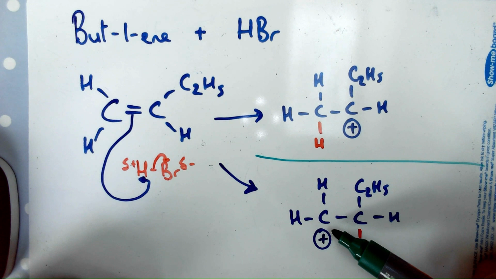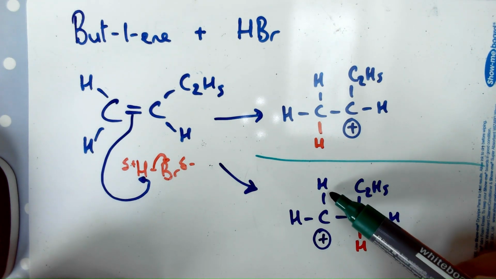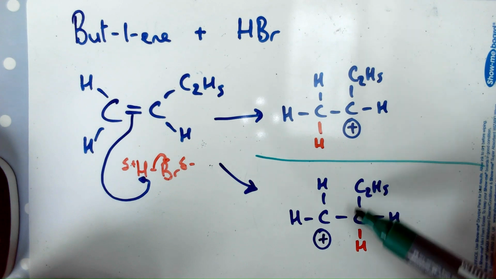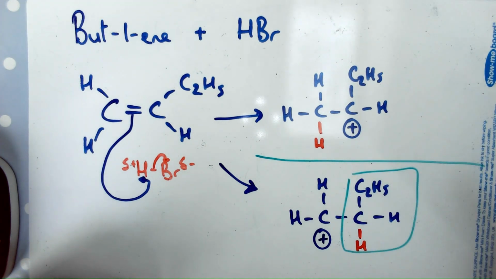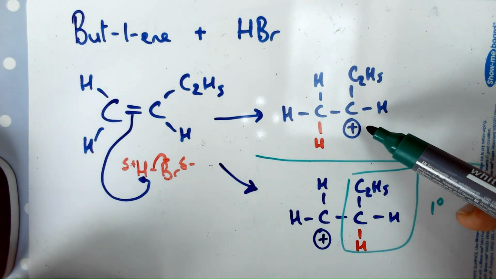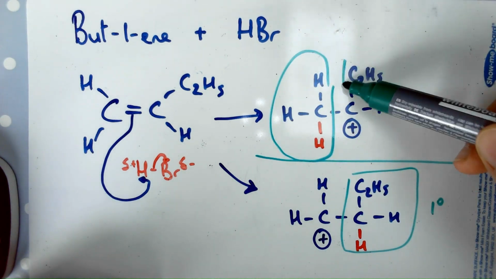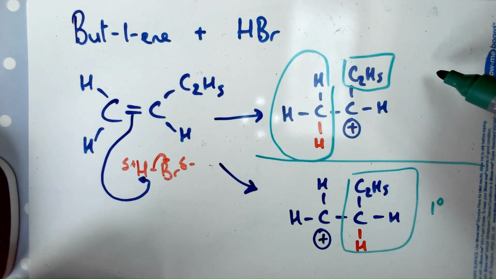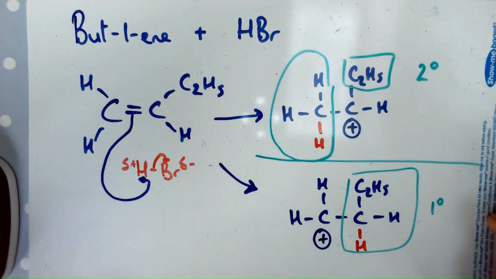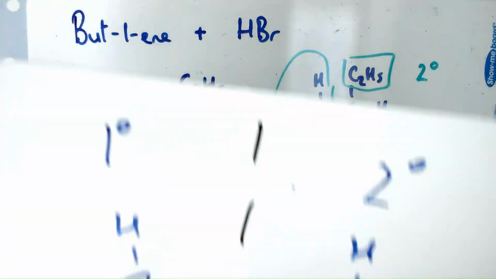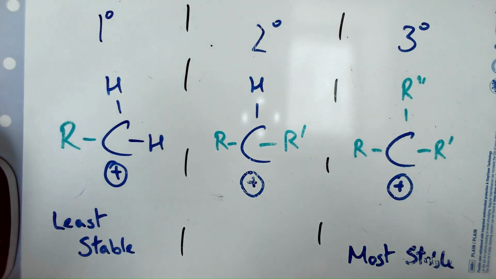Let's start with the bottom one. This carbocation has 1H, 2H and 1R group. That means it's a primary carbocation. And this one at the top, you've got 1H, 1R group, 2R groups, and because you've got 2R groups, this one's secondary. If we come back to this again, we've got a primary one and we've got a secondary one. The secondary is more stable because tertiary is most stable and primary is least stable.